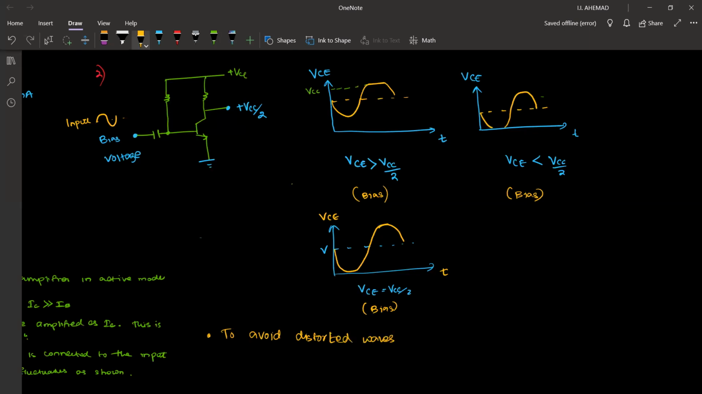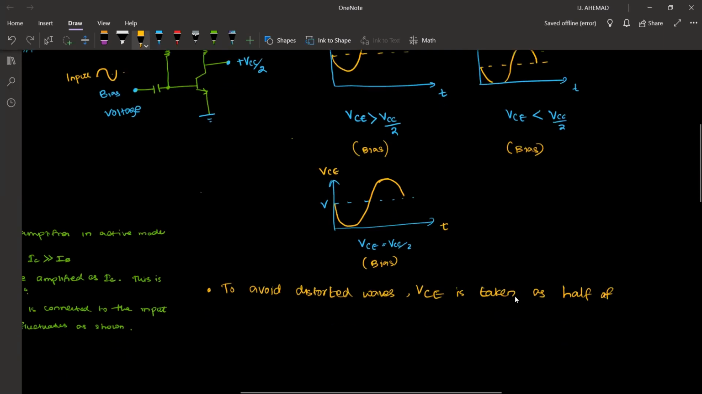To avoid distorted waves, VCE is taken as half of VCC. Half of VCC before introducing the signal.